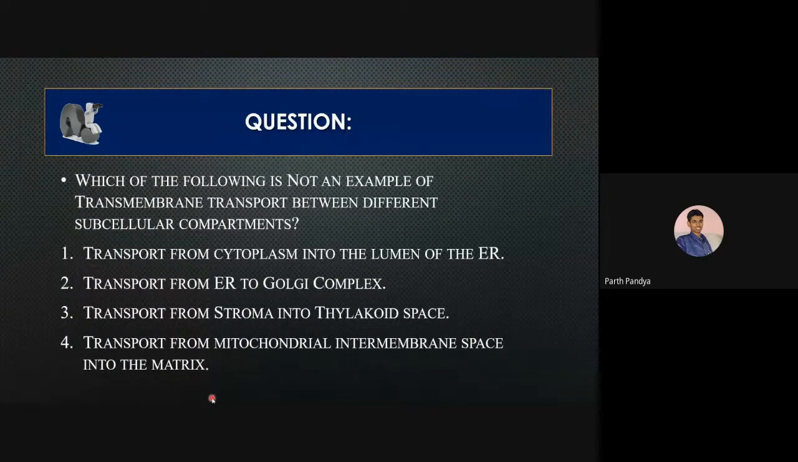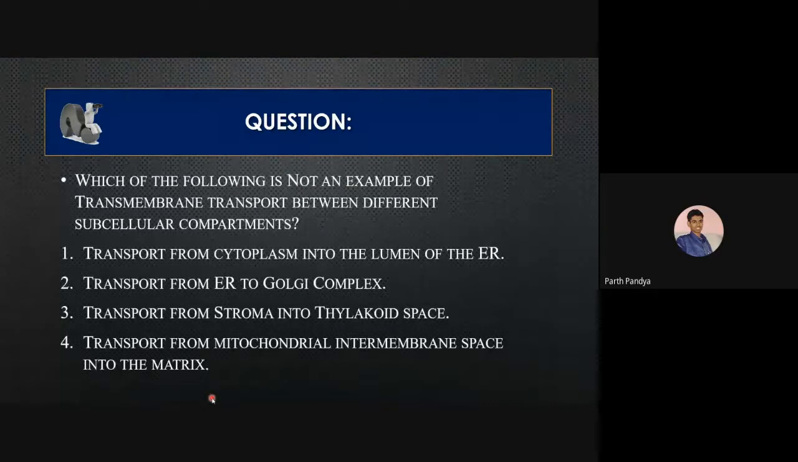Second question, which of the following is not an example of transmembrane transport between different subcellular compartments? Transport from cytoplasm into the lumen of ER, transport from ER to Golgi complex, transport from stroma into thylakoid space, transport from mitochondria intermembrane space into the matrix. We have been asked transmembrane. Stroma to thylakoid. Okay. Any other answer? Third is the answer.